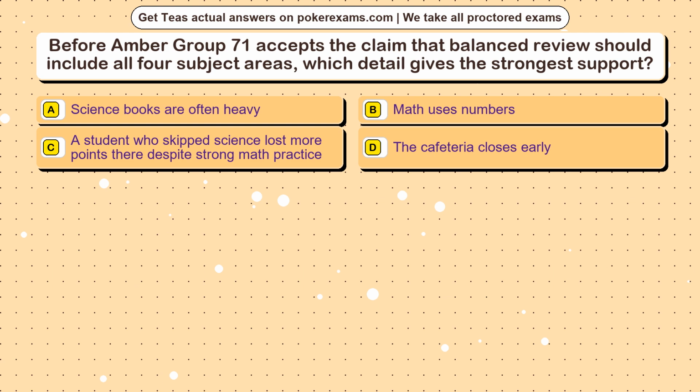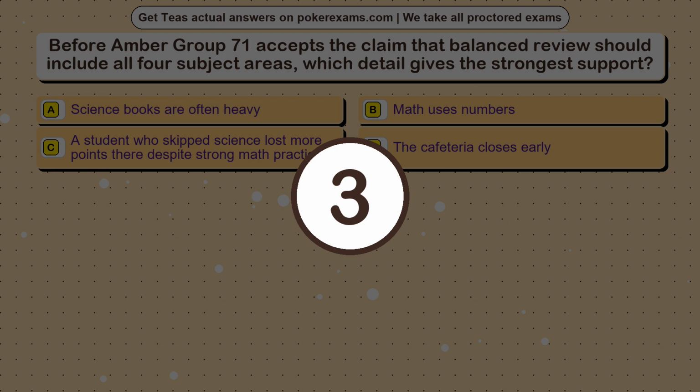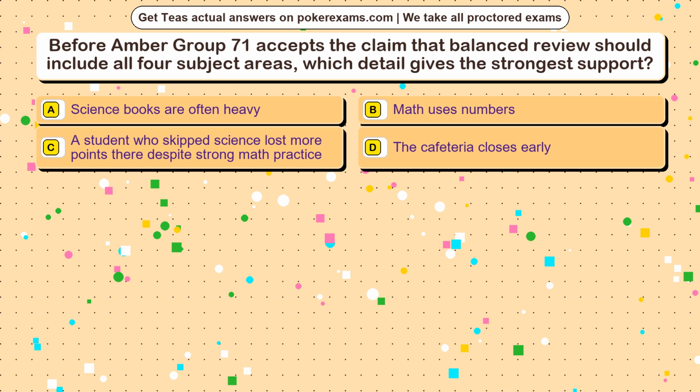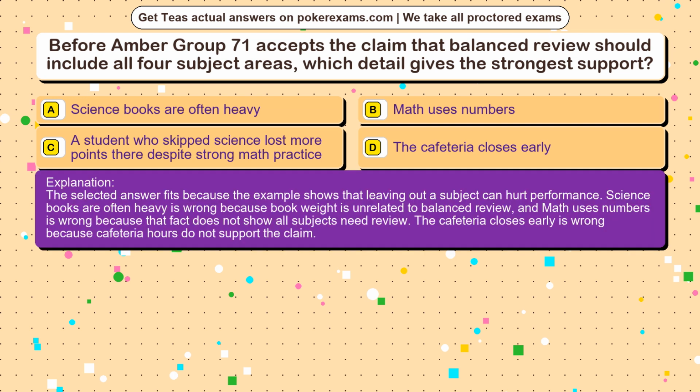Question 5. Before Amber Group 71 accepts the claim that balanced review should include all 4 subject areas, which detail gives the strongest support? Option A. Science books are often heavy. Option B. Math uses numbers. Option C. A student who skipped science lost more points there despite strong math practice. Option D. The cafeteria closes early. The correct answer is option. The selected answer fits because the example shows that leaving out a subject can hurt performance.